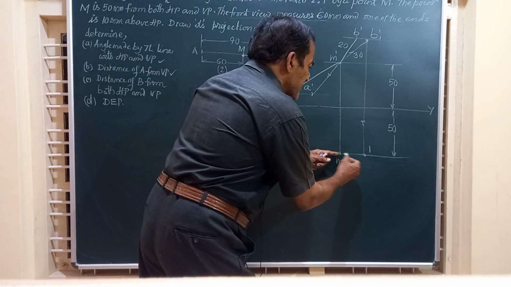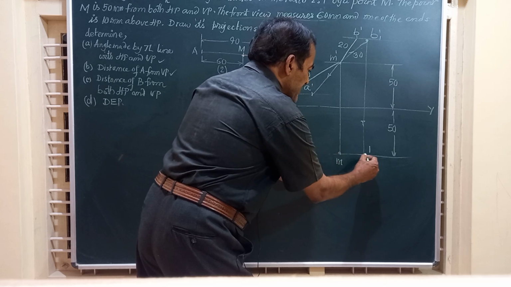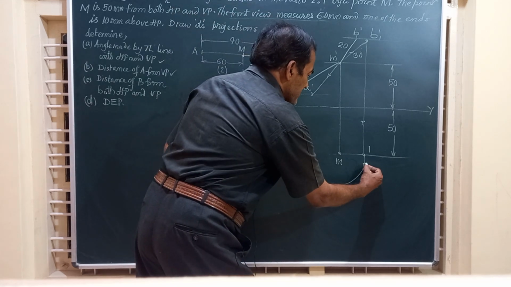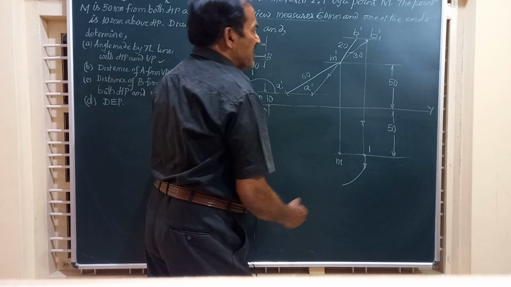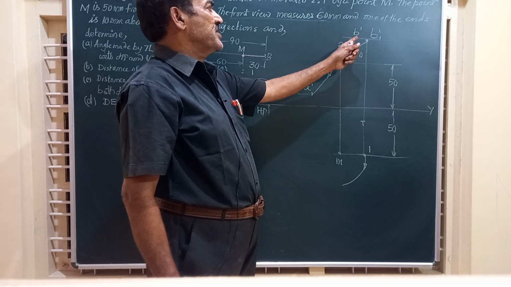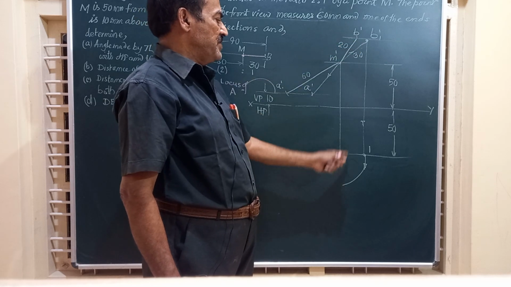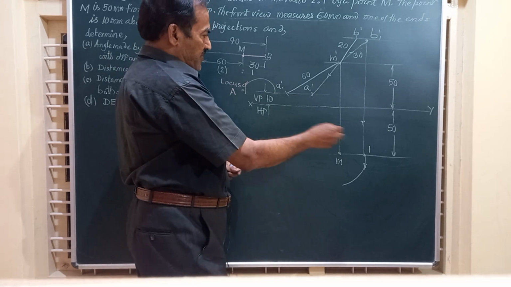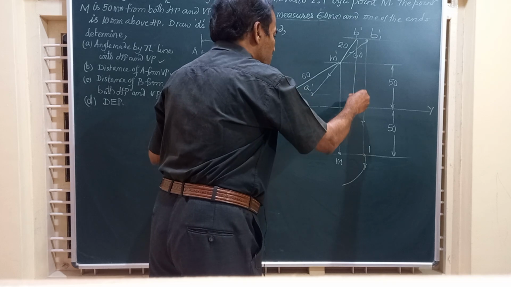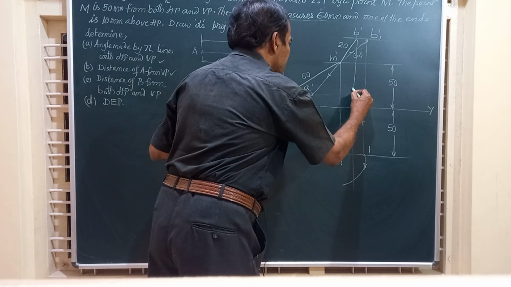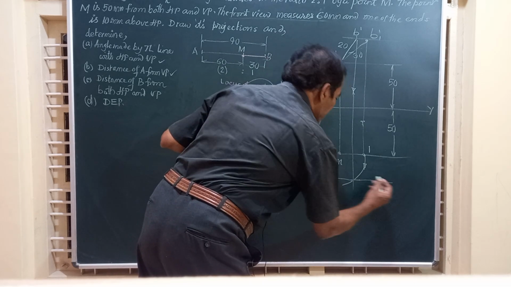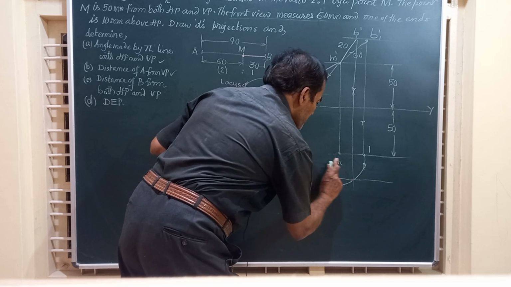Now taking M as center and the length M1 as radius, I am going to draw an arc. Now friends, you know very well the projectors of the end B, that is B dash and B, lie on a vertical line perpendicular to XY. Now what I do, I draw a vertical line straight through that till it intersects the arc drawn here. And friends, this point will represent B.